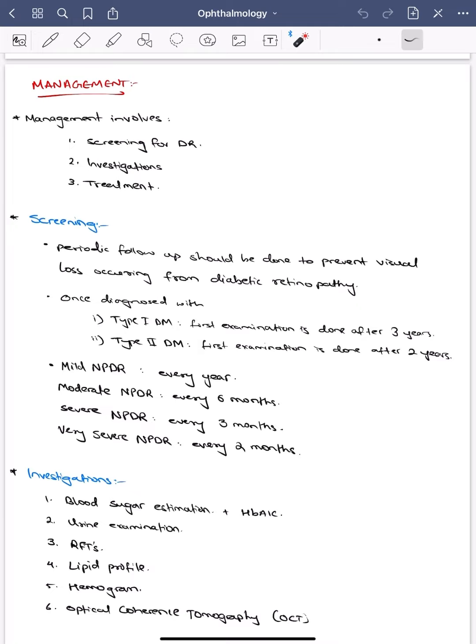Now from there on, if mild NPDR is present, every year there should be an examination of the eye. If it's moderate, then every 6 months. If it's severe, then every 3 months, and if it's very severe, then every 2 months. So this is the screening, that is periodic follow-up to prevent visual loss occurring from diabetic retinopathy.